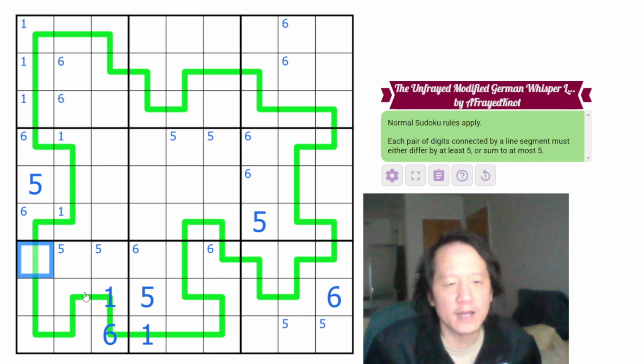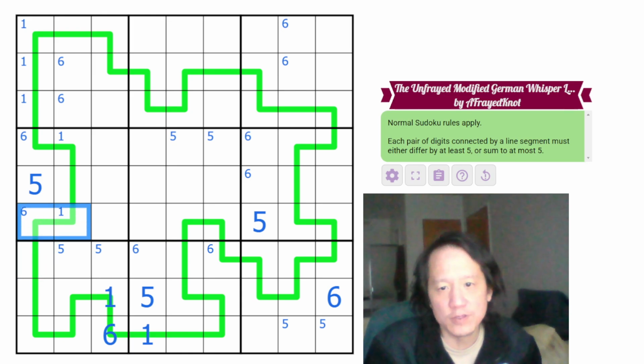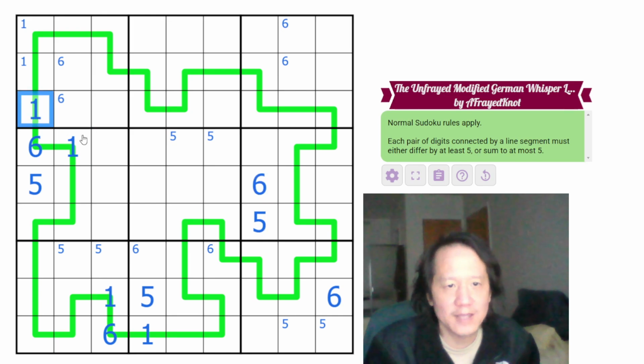Also, okay, we can't have a 1 here. Therefore, 6 cannot be here anymore because it can only be next to 1. This must be the 6, and this is a 1. So this can't be 6, which makes that 6. This has to be a 1, because 6 can only be next to a 1 on this modified German whispered line.